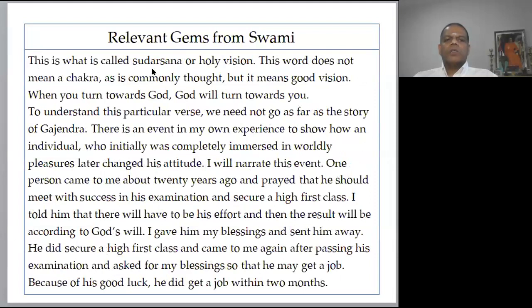This is what is called Sudarshana or holy vision. This word does not mean a chakra as is commonly thought, but it means good vision. When you turn towards God, God will turn towards you. To understand this particular verse, we need not go as far as the story of Gajendra.